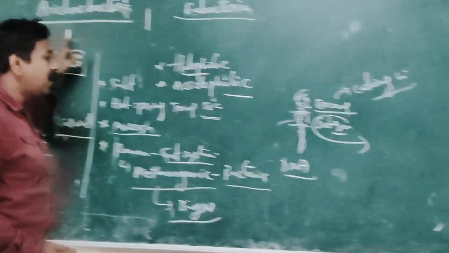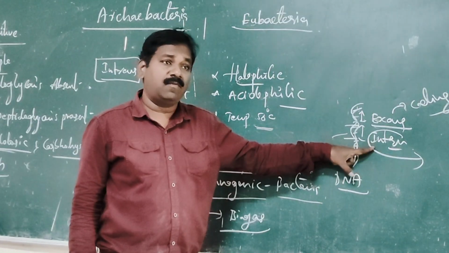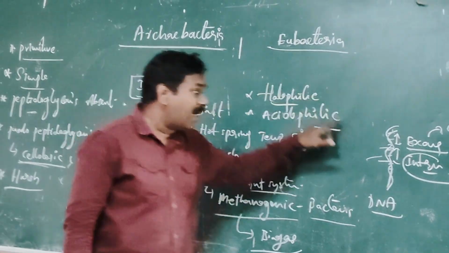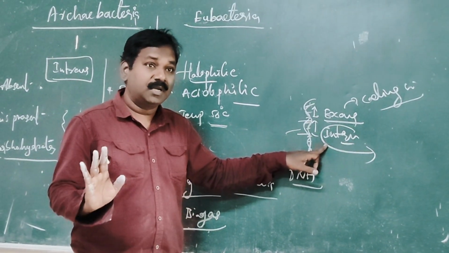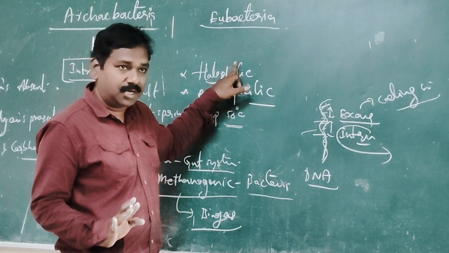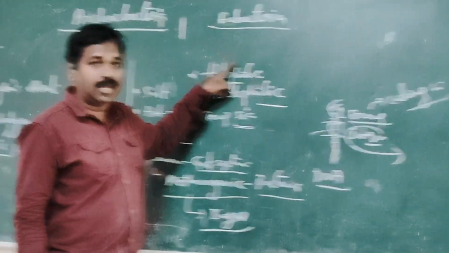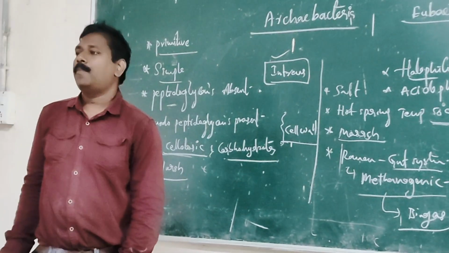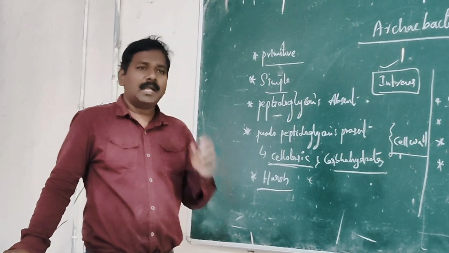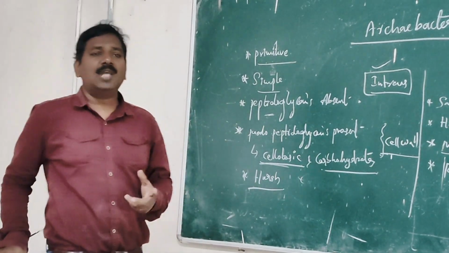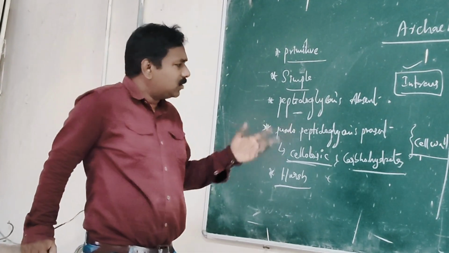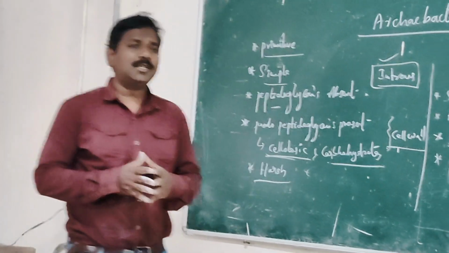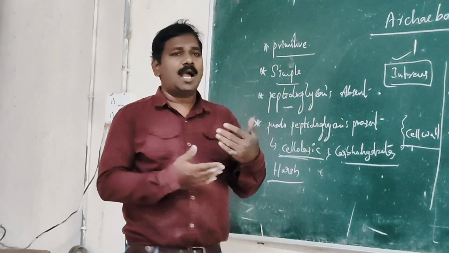Here in archaebacteria, these intron sites are also found. Unlike eubacteria, where introns are absent from the DNA, archaebacteria have introns present. So at the molecular level, archaebacteria also possess introns. This is the information about archaebacteria, and in examinations they ask for the differences between archaebacteria and eubacteria.